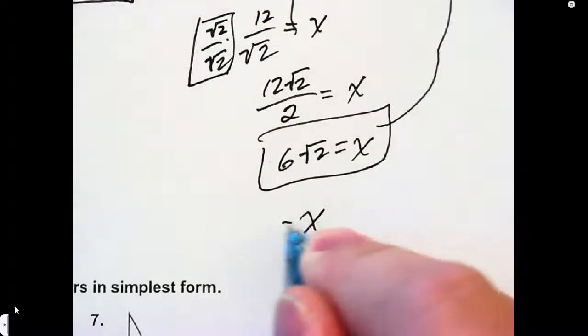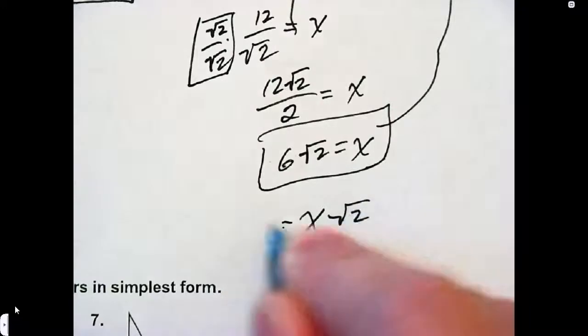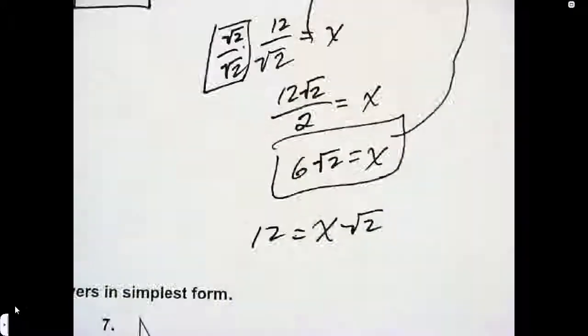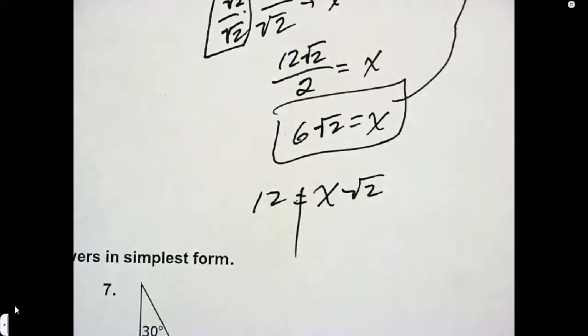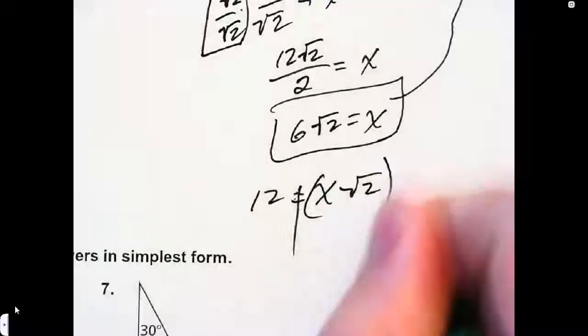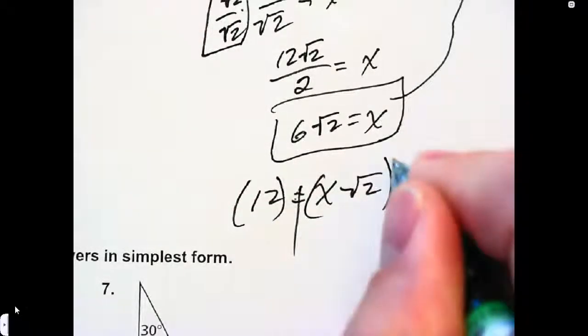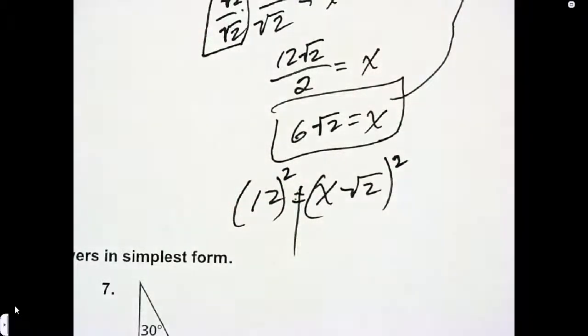Now, with that being said, there is another way you could have solved this when you had x root 2 equals 12. Rather than dividing by root 2, there is another thing you could have done. Does anyone in here know the other thing? Yes, Maddie? Wait, couldn't you have squared it? Yes, you could have squared it.